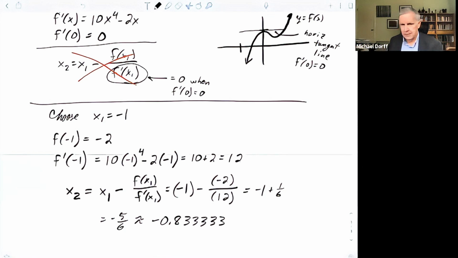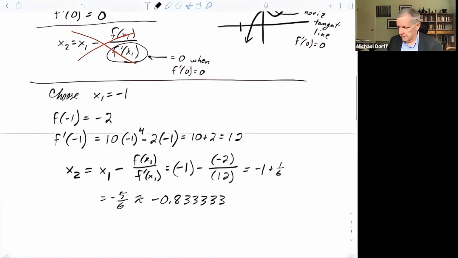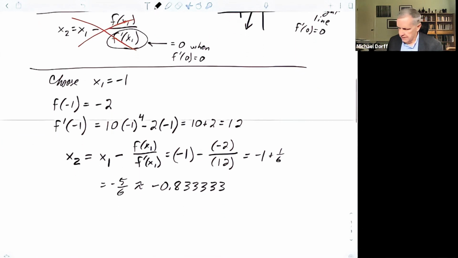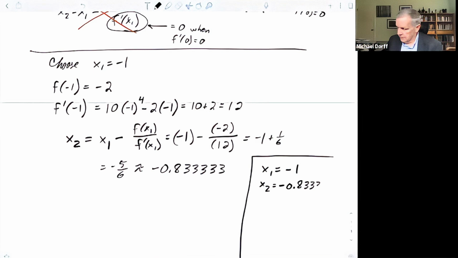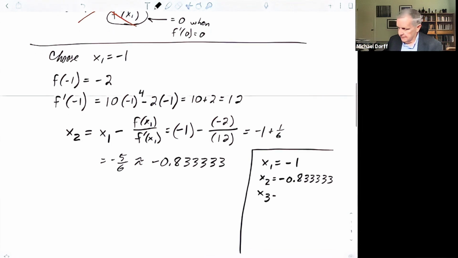So we're doing 6 places past the decimal point here. All right, so that gives my value for x2. Now I'm just going to keep a tally off here to the side that we can keep coming back to. We started with x1 equals negative 1. And now for x2, we have negative 0.833333. All right, now we're going to figure out what x3 is.